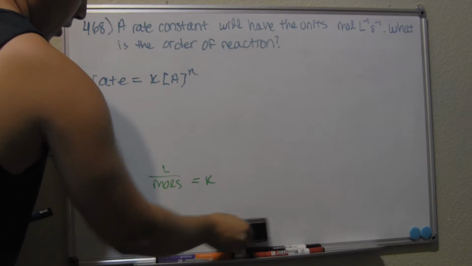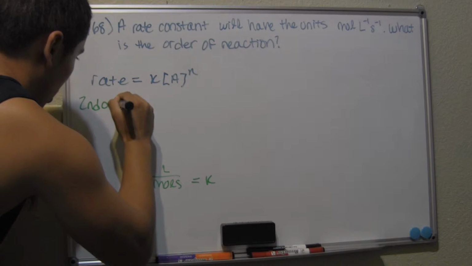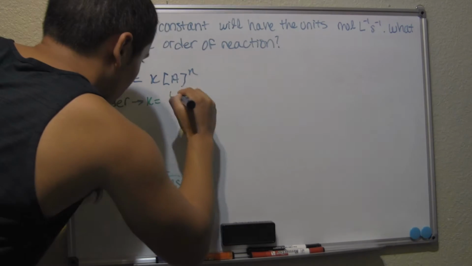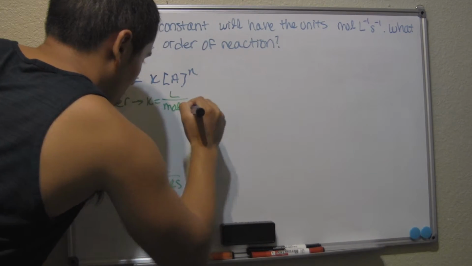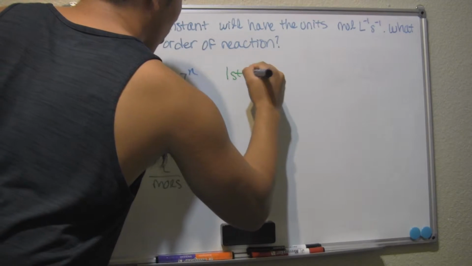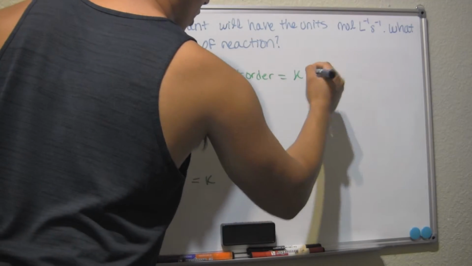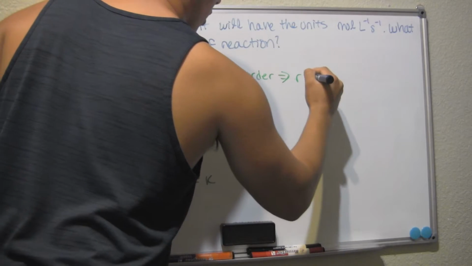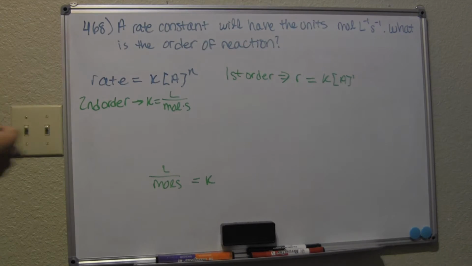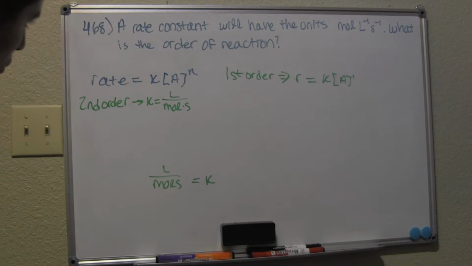So let's keep that in mind. Let me write that somewhere else. So second order, K is equal to liters per mole per second. Now let's look at first order. Rate is equal to K times A to the 1, because the superscripts up there tell you what the order of reaction is.